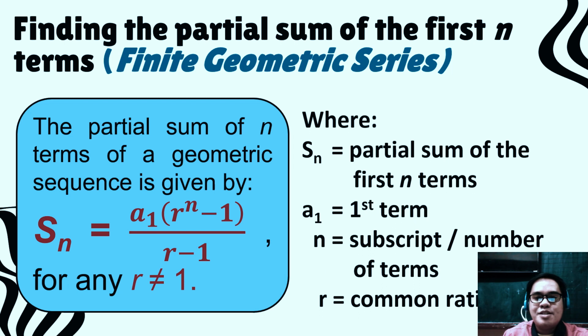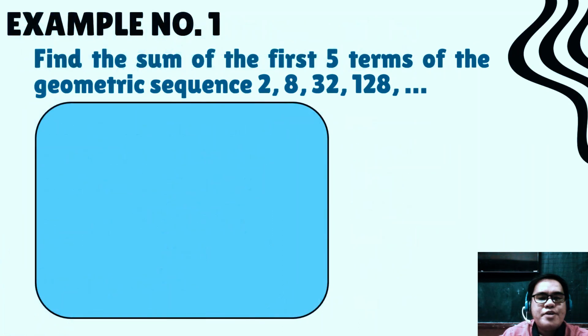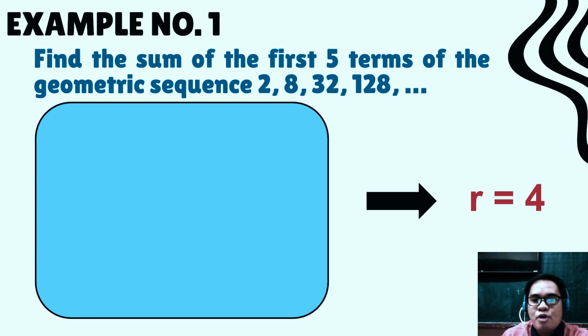A sub 1 is equal to the first term, n is equal to the subscript or the number of terms, and r is equal to the common ratio. For example number 1, find the sum of the first 5 terms of the geometric sequence. We have 2, 8, 32, and 128. So, our common ratio is equal to 4.